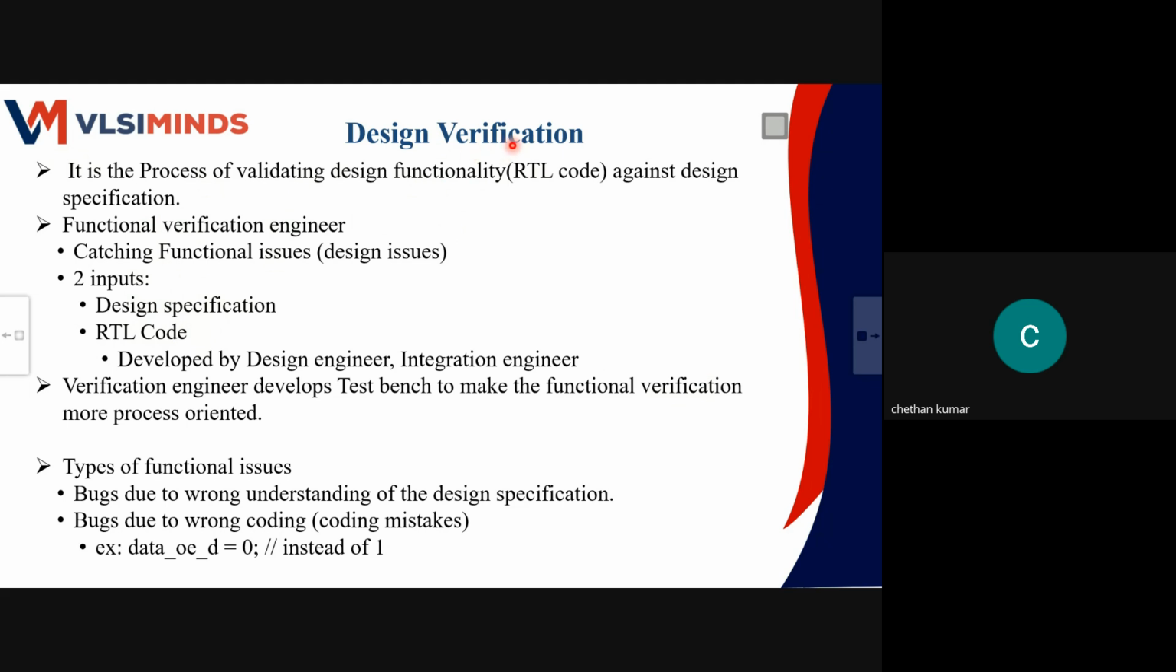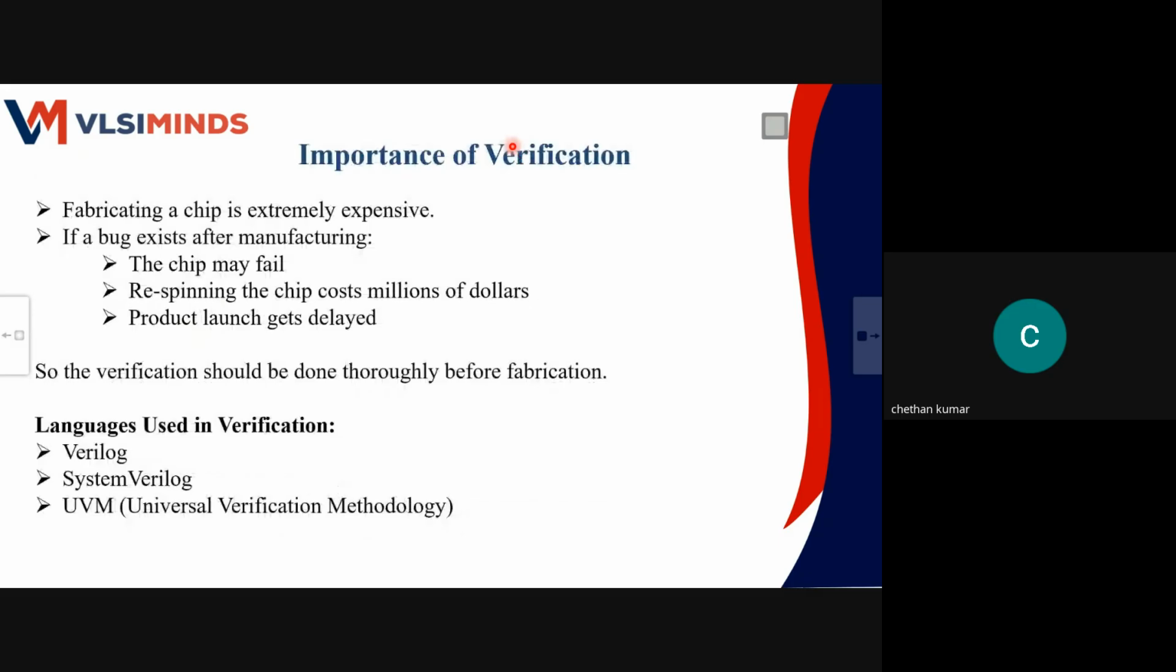So the verification engineer's responsibility is to find the bugs. Bugs mean nothing but errors. If you find more errors inside the design, you will be treated as a good verification engineer, and you have to find the correct, proper bugs. It's your responsibility to verify the design. In order to verify the design, we are going to develop one component called a test bench. We will discuss it.